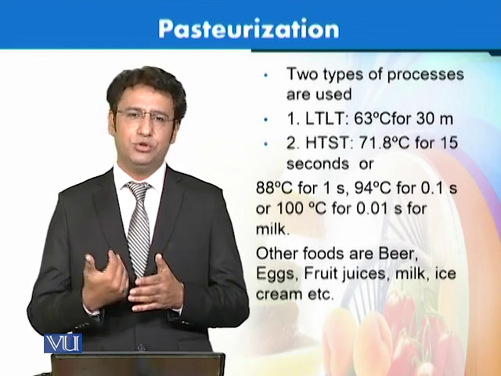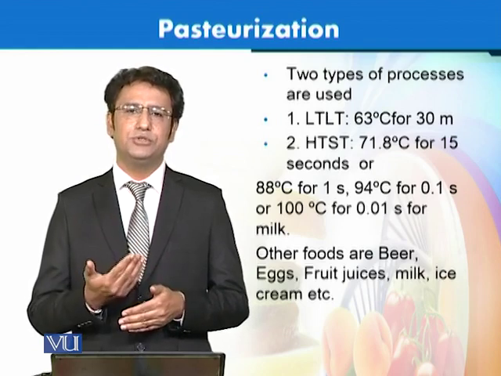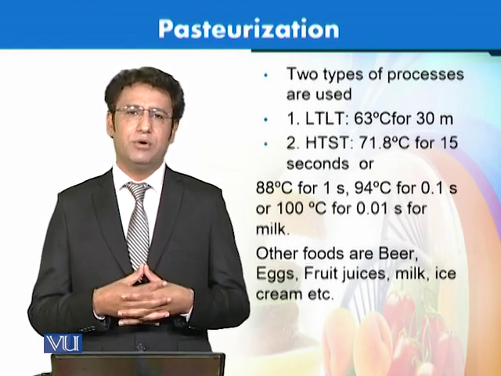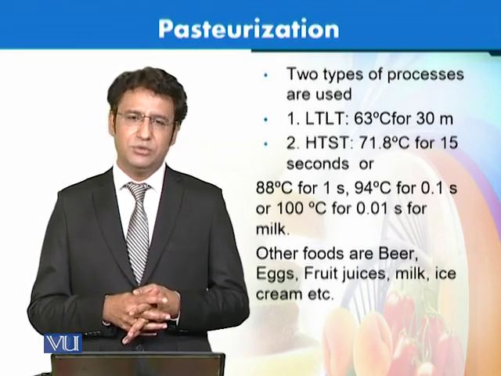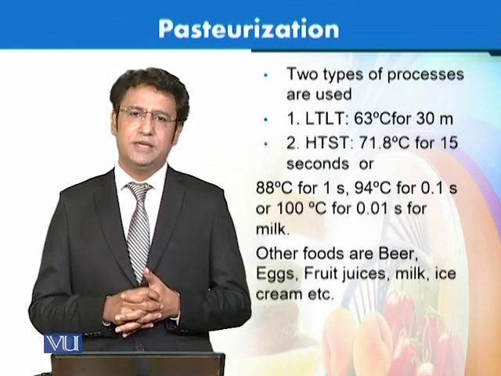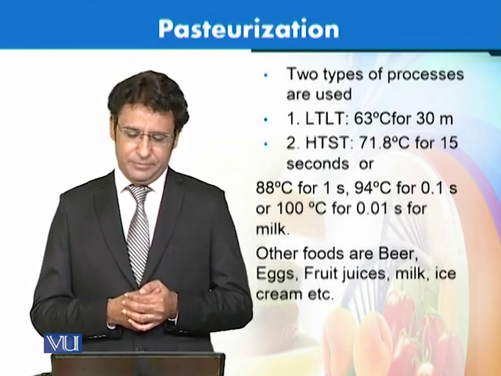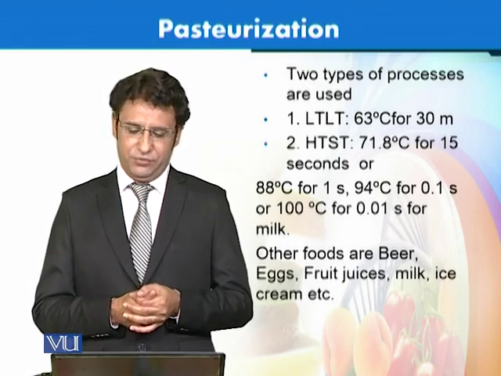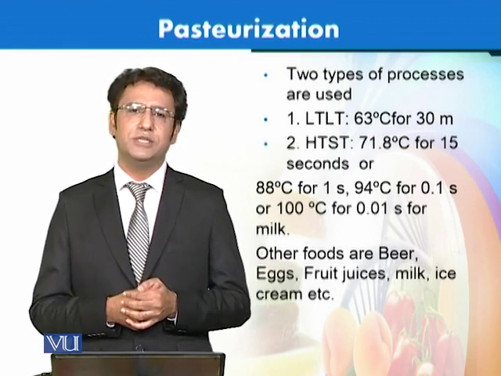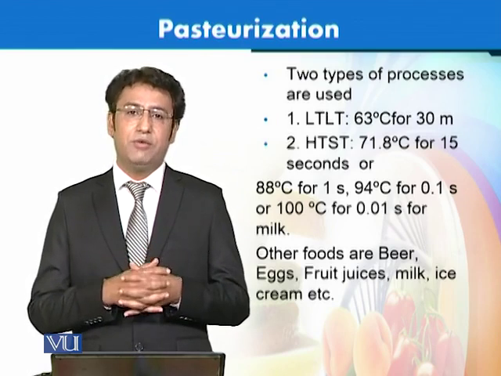because it would spend much more time to process a batch than the other processes. That's why a newer approach has been adopted called HTST, high temperature short time, and there are different combinations of time and temperature which are followed. The one normally used is 71.8 degrees C for 15 seconds in the case of milk, or 88 degrees C for 1 second, and 94 degrees C for 0.1 second, and if you use 100 degrees C, it has to be used for 0.01 second. So they all bring about a similar effect on the food.